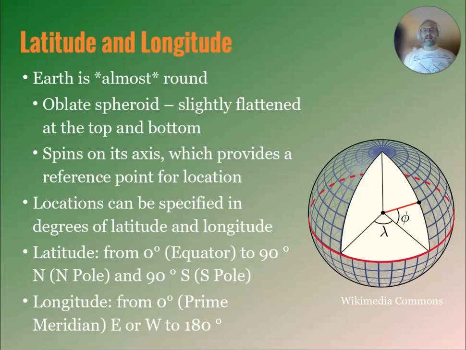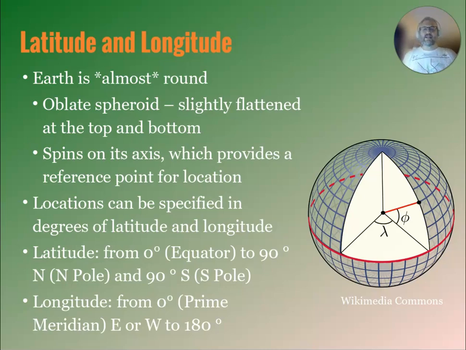So that axis provides a reference point for location on the Earth. And we specify that location in degrees of latitude and longitude. So this is in degrees, and you probably remember from your geometry classes, a circle is 360 degrees to go all the way around. But we don't use all 360 in explaining the locations of places.